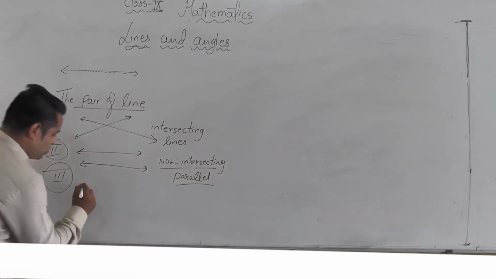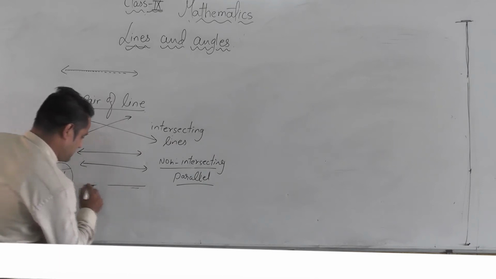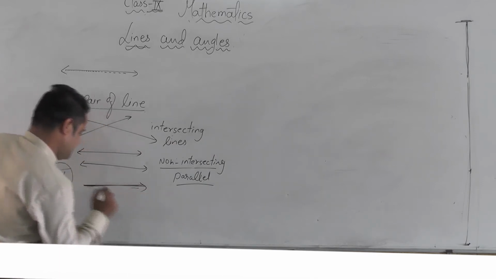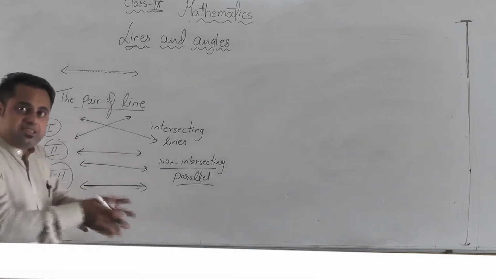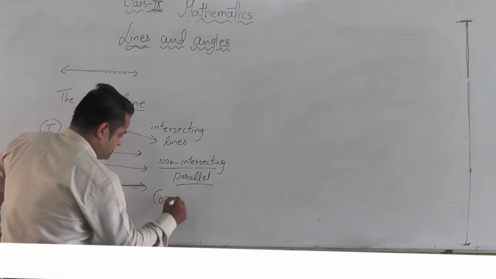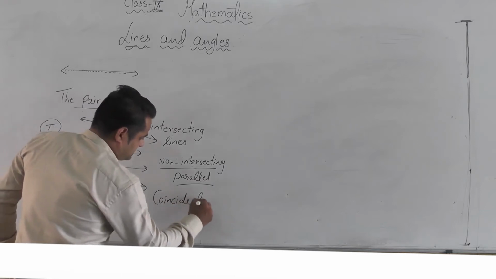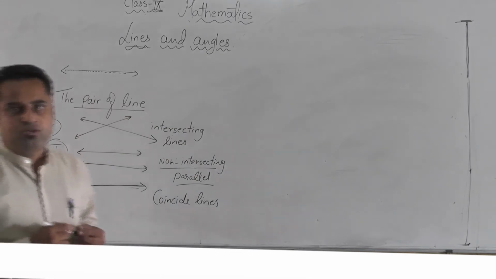Then the third is coincident lines. Coincident lines are actually one line lying on top of another line. So when two lines are intersecting at each point, then it is called coincident lines. So there are three types of pairs of lines.